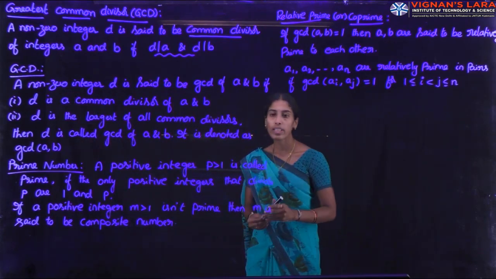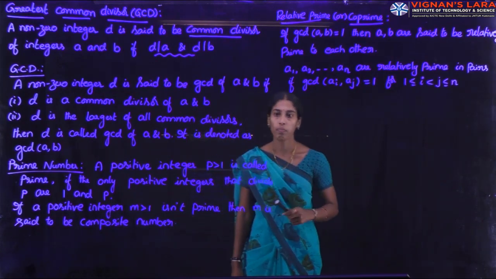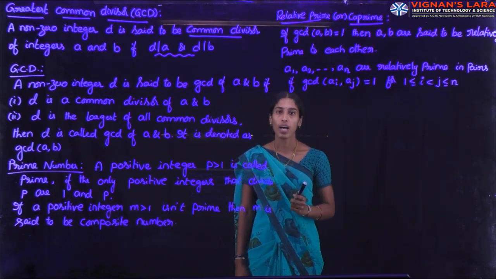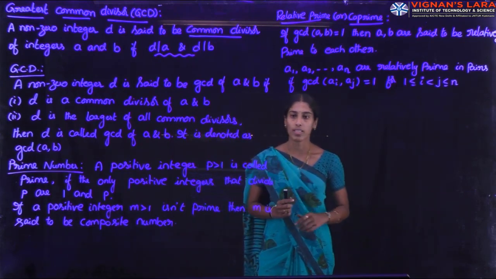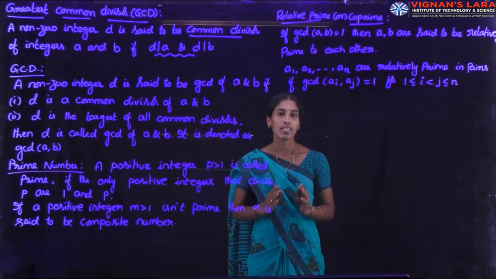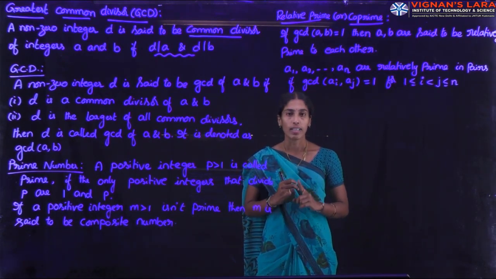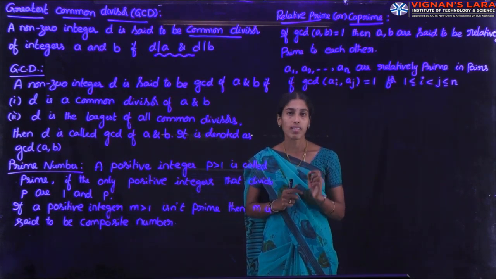Next, see the definition of GCD. A non-zero integer d is said to be GCD of a and b if d is a common divisor of a and b, first one, and second one is d is the largest of all common divisors. So to say that d is GCD of two integers a and b, the first condition is d must be a common divisor of a and b, and the second condition is among all common divisors, d is the largest common divisor or greatest common divisor.